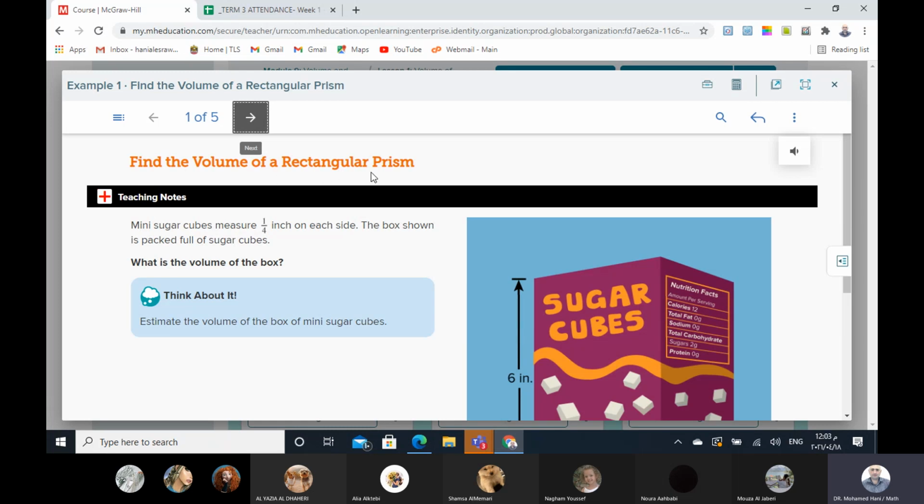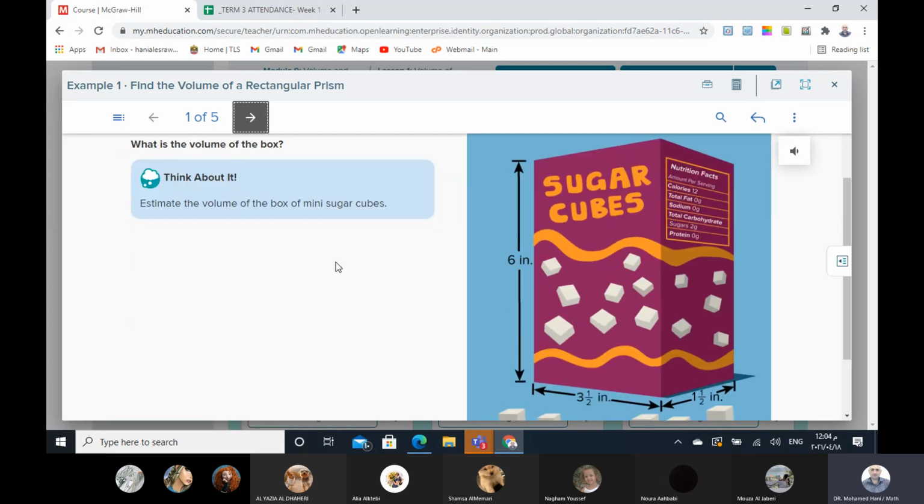Find the volume of a rectangular prism. Mini sugar cubes measure 1/4 inch on each side. The box shown is a bucket full of sugar cubes. What is the volume of the box? Now we have this box. As you see here, we have 1 and 1/2 inch. This is the width. And here we have 3 and 1/2. This is the length. And here we have the height, 6. I want from all of you to try to find the volume, please. Start, please, and tell me what is your answer.